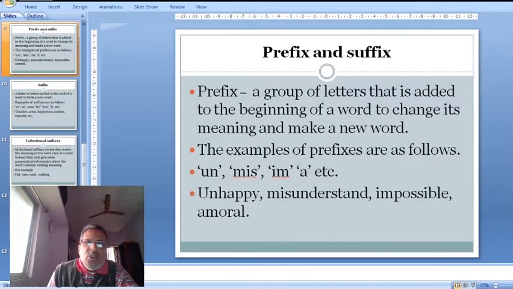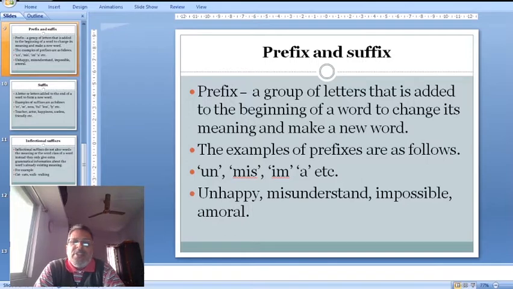What is a prefix? A prefix is a group of letters that is added to the beginning of a word to change its meaning and make a new word. Its meaning is changed, and a new word is made. The examples of prefixes are as follows: un, mis, im. Words with prefixes: unhappy, misunderstand, impossible, and more.